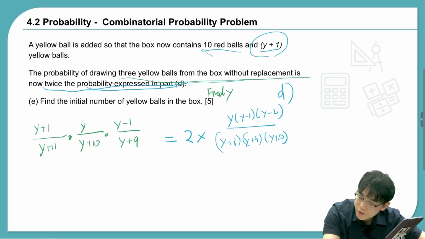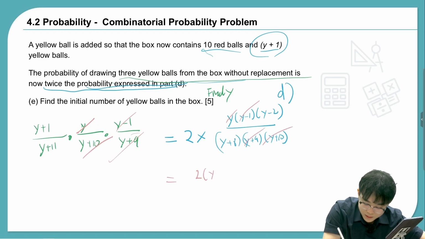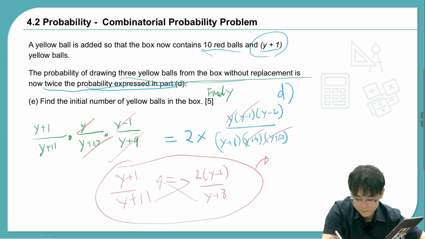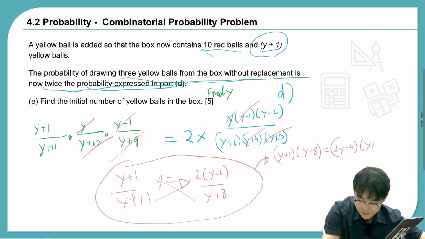But before bringing out your calculator, let's see how we can simplify this. So we can cancel out the y minus 1, y plus 9, y plus 10. So that's just 2 times y minus 2 over y plus 8 equals y plus 1 over y plus 11. Okay, and if we were to use algebra again, we could cross multiply. So we get y plus 1 times y plus 8 equals 2y minus 4 times y plus 11.